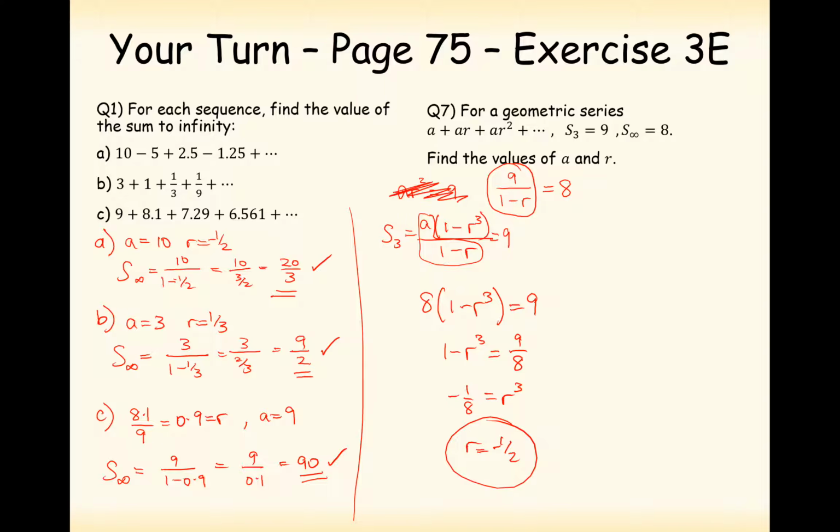A here is going to be, let's calculate it, a over 1 minus a half equals 8, so that's going to be 3 over 2, so it's going to be 8 times 3 over 2, which is 12. So in this case here, a is 12, and r is minus a half. Good, so we've answered the questions here, questions 1 and 7 from exercise 3E.